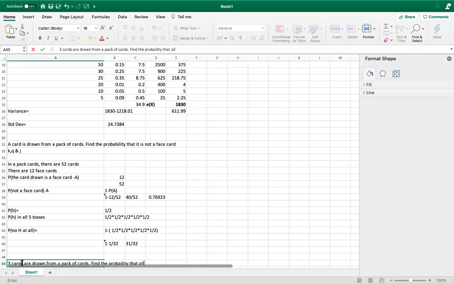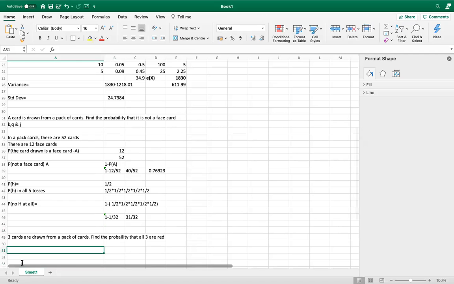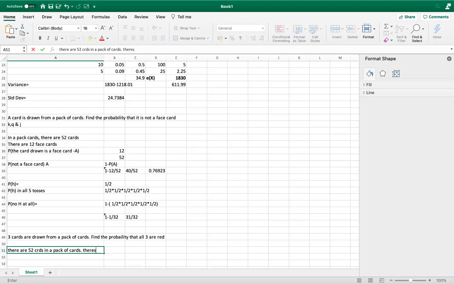Find that all 3 are red. How many red cards are there? There are 52 cards in a pack of cards, ठीक है? There are 26 red cards.